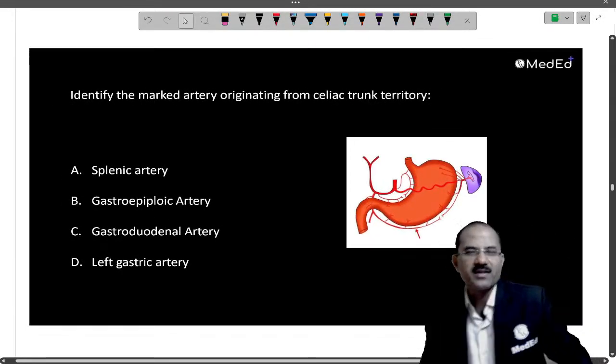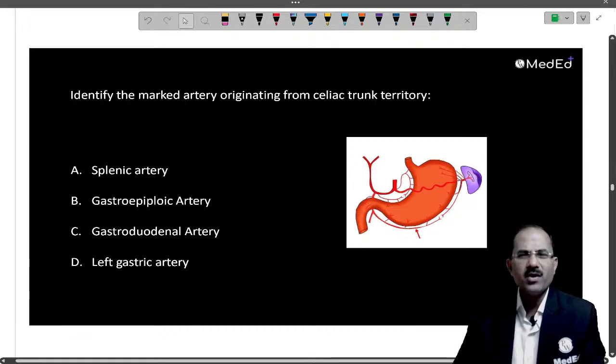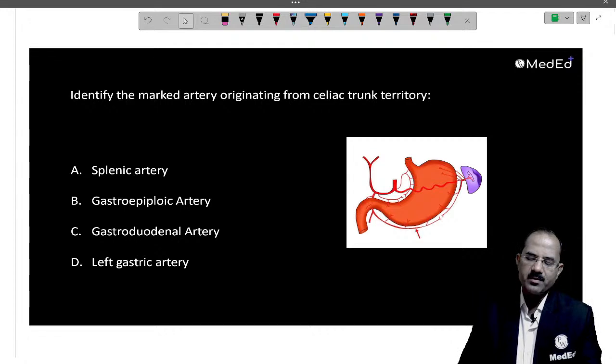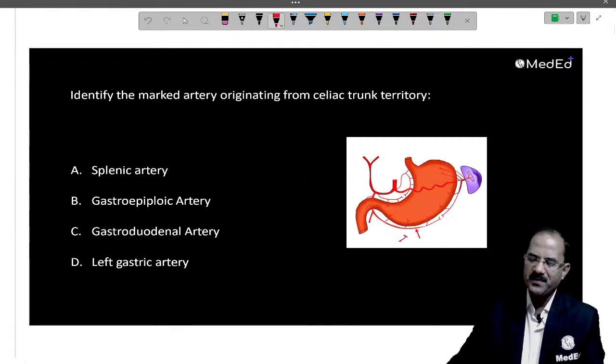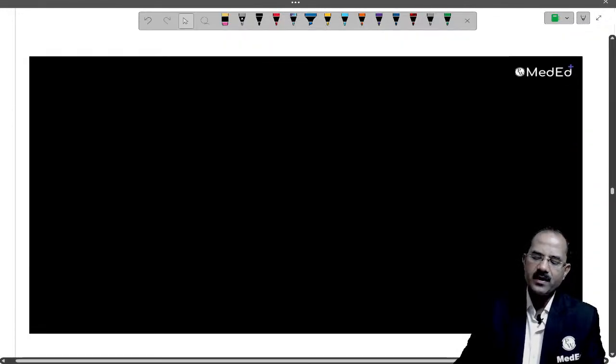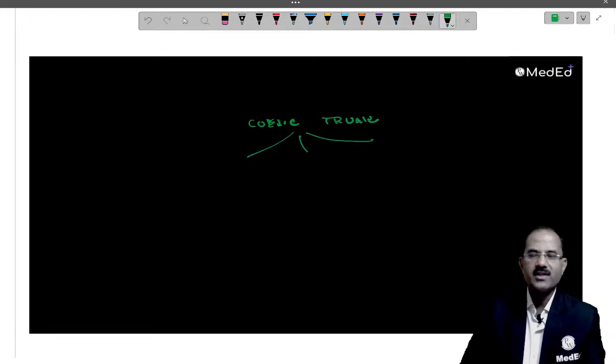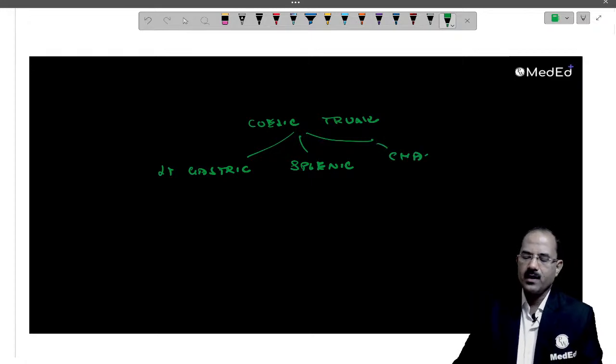Answer this, bachcho. Come on. Identify them. Come on, don't lose your energy, students. Identify the marked artery originating from the celiac trunk territory. What is this artery? Any guesses? I'll just tell you this. Celiac trunk, in short. What are the three main branches of celiac trunk? One is the left gastric, splenic, and common hepatic artery.